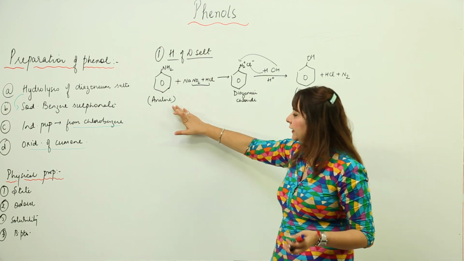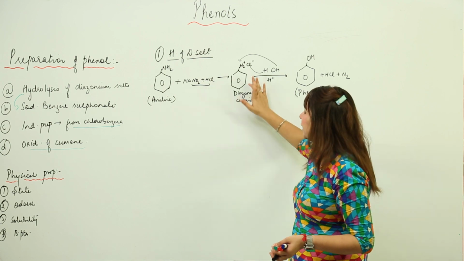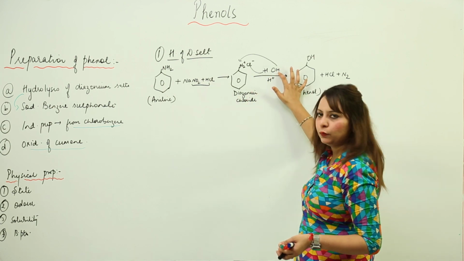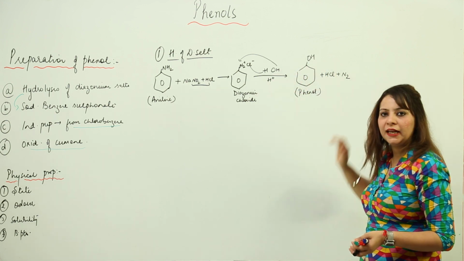Right, I think it's clear. Aniline with the combination NaNO2 with HCl, we add them, we get the diazonium chloride. Then hydrolysis, we add water, it occurs in the presence of acid, and particularly we get phenol OH along with HCl and N2.